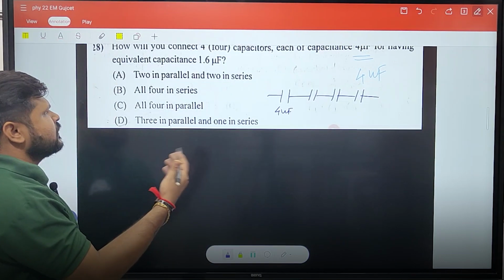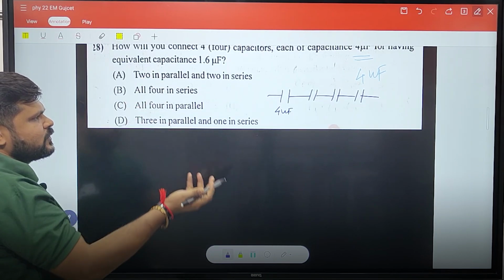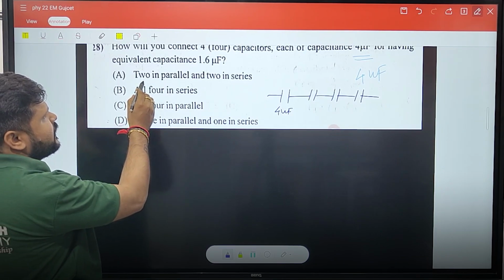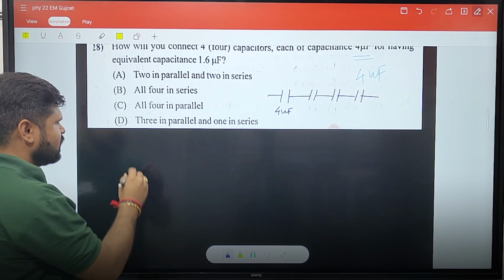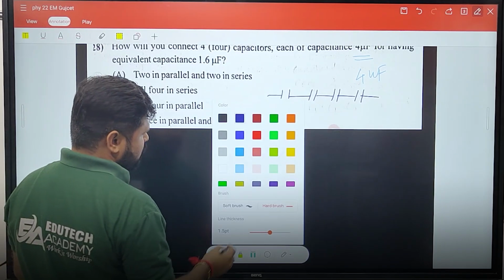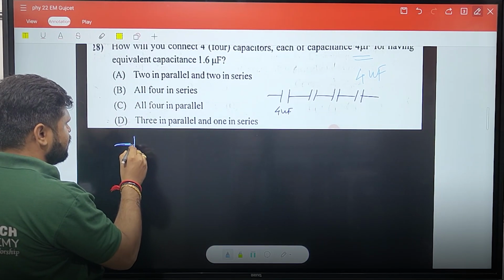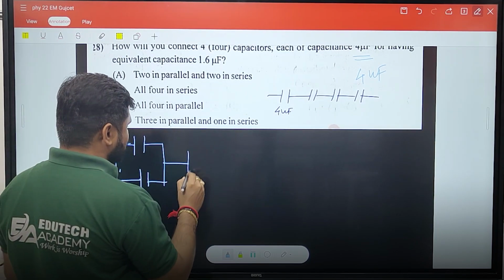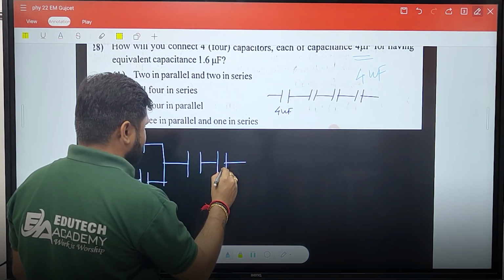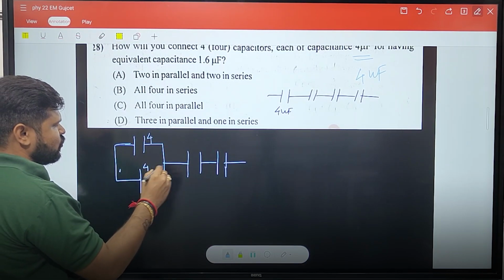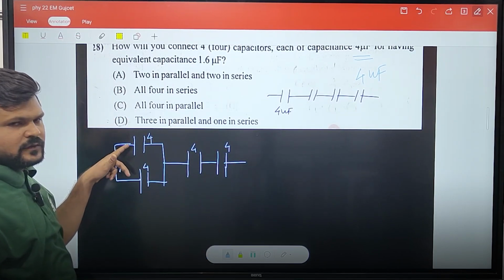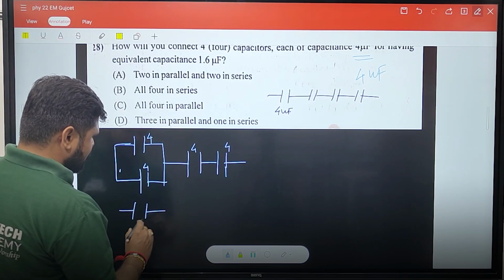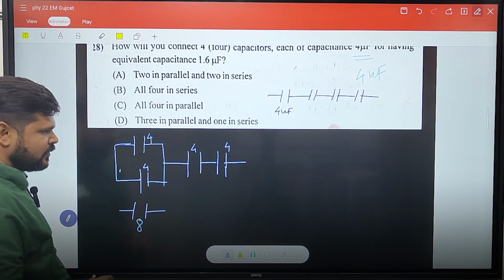So how will we connect it? That is the question. In this type of MCQ, we will check all the possibilities and find the answer. First we check the first possibility: connect two in parallel and another two in series. So connect 2 capacitors in parallel and then 2 capacitors in series connection. All have a capacitance of 4 microfarad. So the parallel connection answer will be 8.